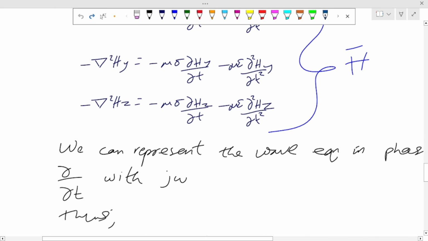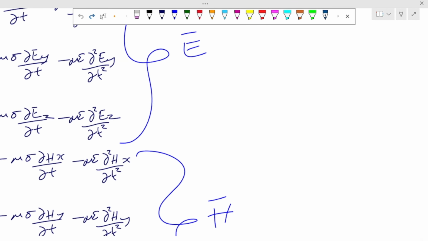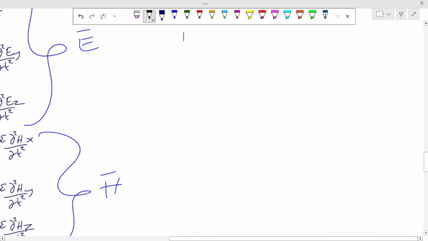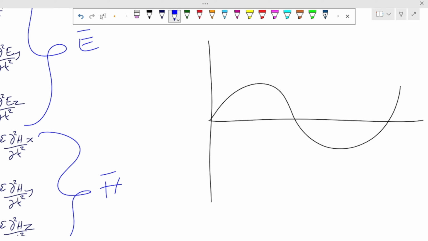Okay, hope we are clear with that so far. Now, before we talk about the next, let me do this right here. Look at this. If you have a simple wave like this, the sinusoidal wave, imagine a particular point.